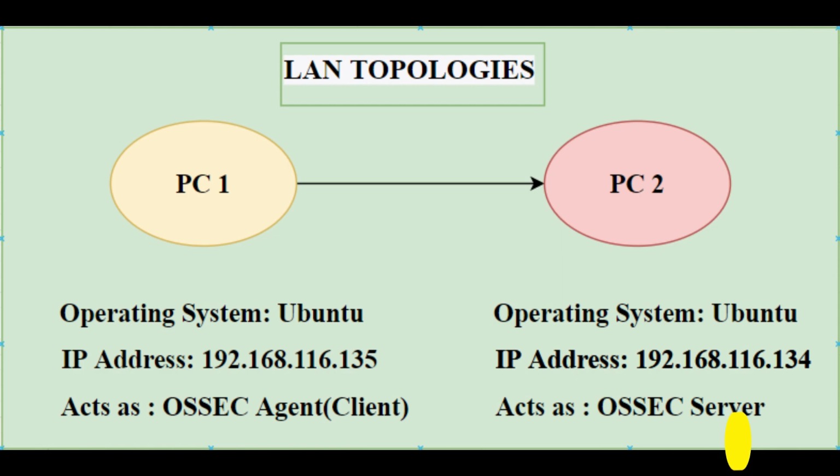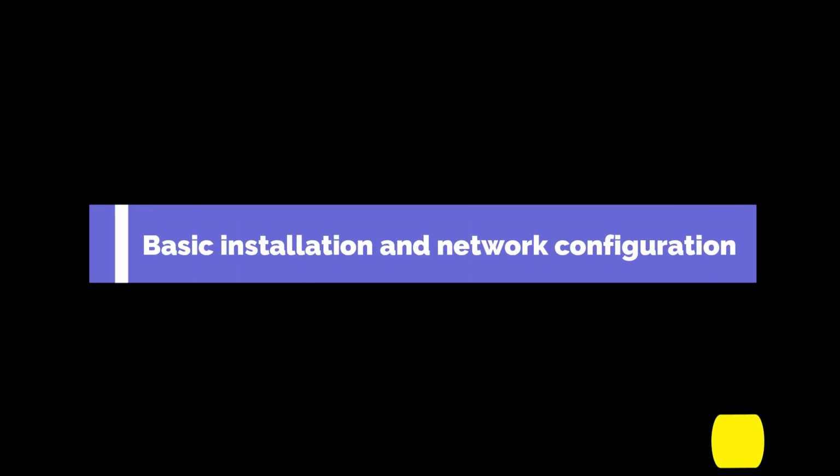First of all, this is our topology. It consists of 2 Ubuntu operating systems, PC1 acts as Ossec agent and PC2 acts as Ossec server. Let us start with topic 1, the basic installation and network configuration.